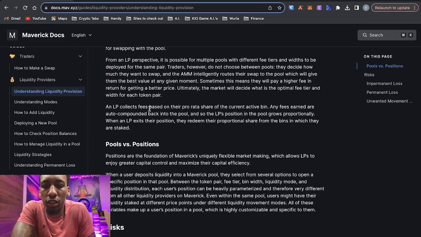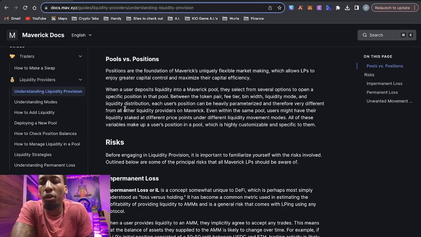A liquidity provider collects fees based on their pro rata share of the current active bin. Any fees earned are auto compounded back into the pool, and so the LP's position in the pool grows proportionally. When an LP exits their position, they redeem their proportional share from the bins in which they are staked. All right, now it goes on to talk about pools versus positions, and there are 4 different modes, and this is going to make this all make sense, but just for context, let's go through this. So it says when a user deposits liquidity into a Maverick pool, they select from several options to open a specific position in that pool: between the token pair, fee tier, bin width, liquidity mode, and liquidity distribution.